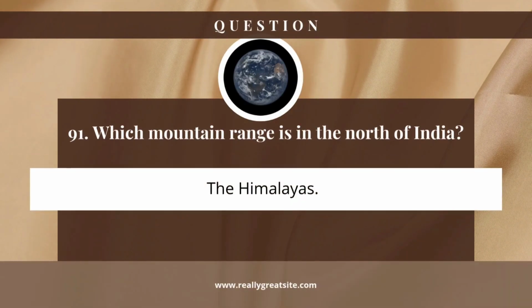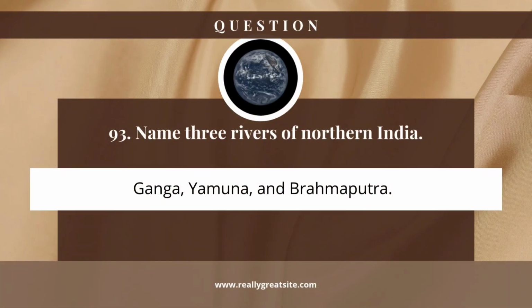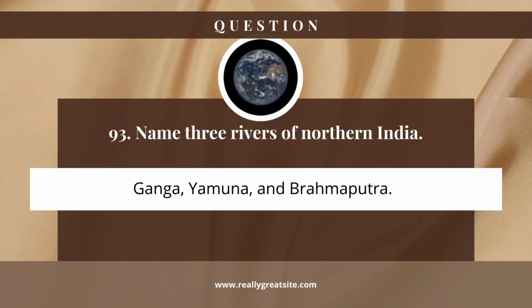91. Which mountain range is in the north of India? Answer: the Himalayas. 92. Which is the highest peak in India? Answer: Kanchenjunga, in the Himalayas. 93. Name 3 rivers of northern India. Answer: Ganga, Yamuna, and Brahmaputra.